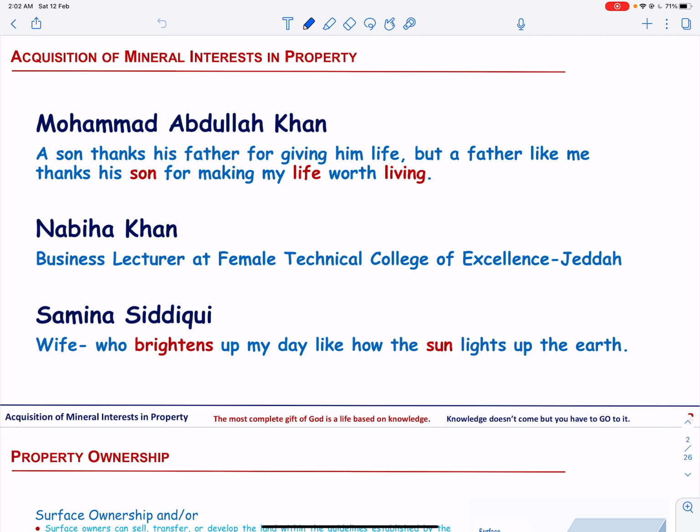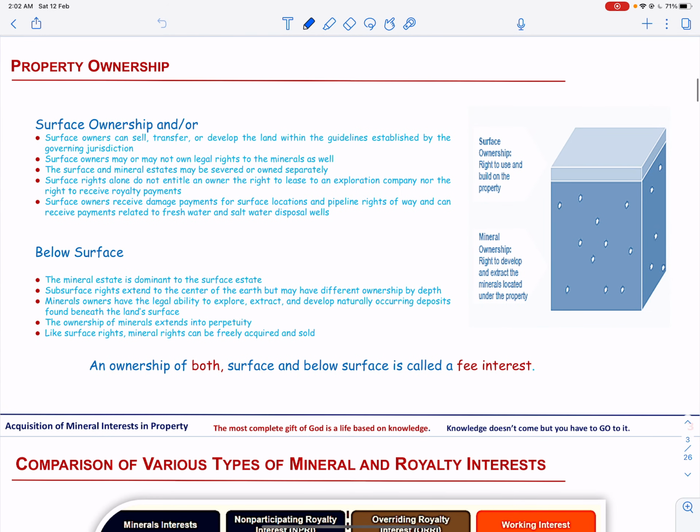Let us start with property ownership. Ownership means to be an owner, having the legal title of something. The primary difference between buying and leasing is ownership. When a person buys a piece of land, he owns the land. Many rights are associated with ownership of land, such as rights to use, rent and sell it, cut down trees, build structures, extract material, hunt, and so on.